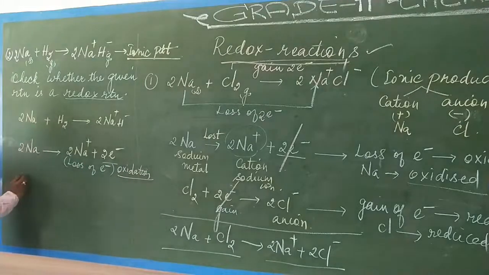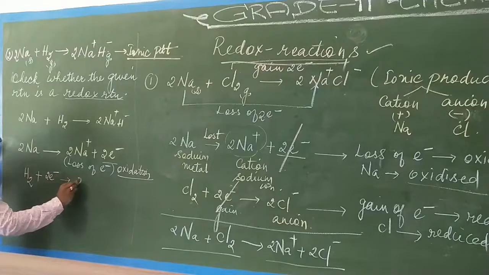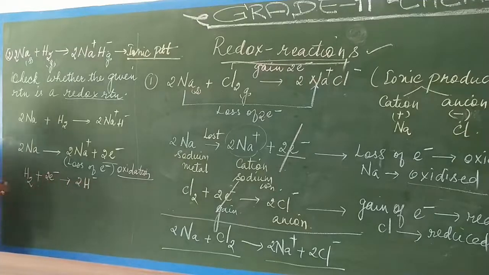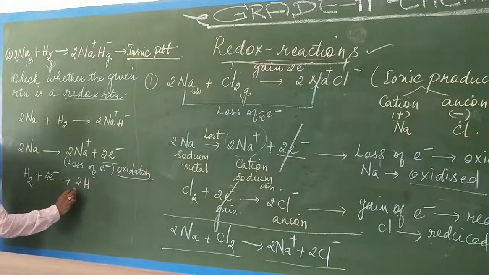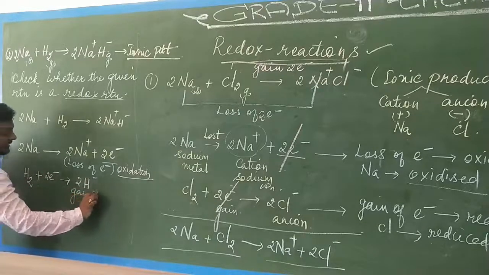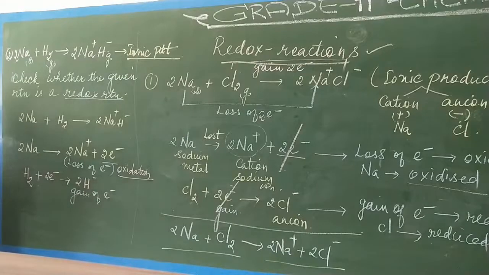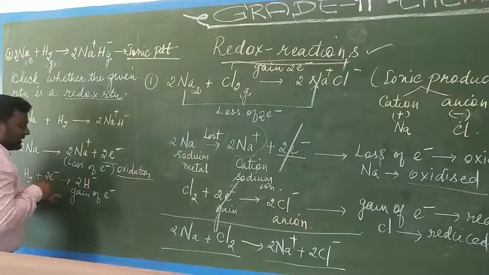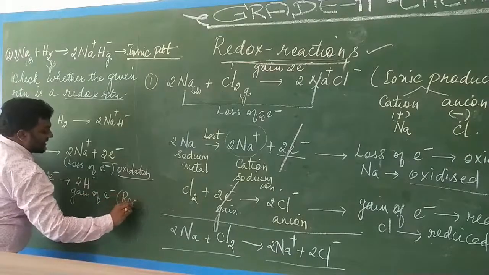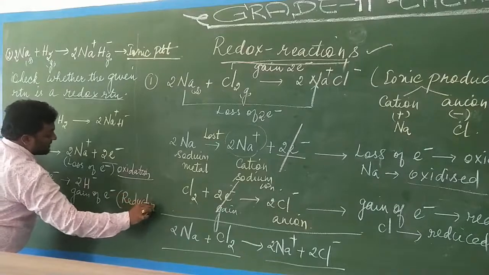Now go to this hydrogen. This hydrogen will take away the 2 electrons from the sodium, and as a result it becomes 2H-. So here what has happened? Gain of electrons has taken place. When there is a gain of electrons, that indicates it is a reduction reaction.